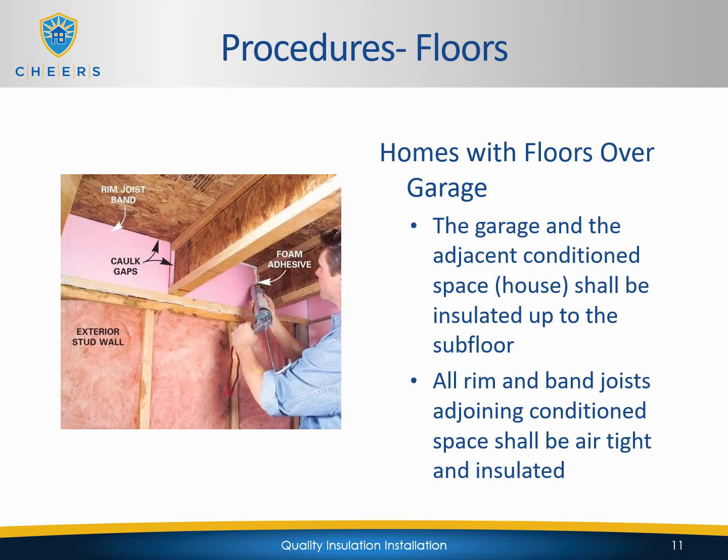The garage and adjacent conditioned space, which is the house, shall be insulated up to the subfloor. All rim and band joists adjoining conditioned space shall be airtight and insulated. And you can see that's exactly what the guy is doing in the picture, insulating all the rim joists and air sealing them properly so there is not going to be any air movement from one side to the other.